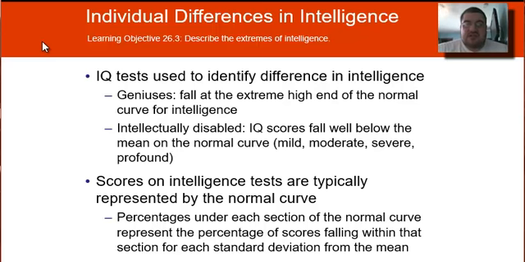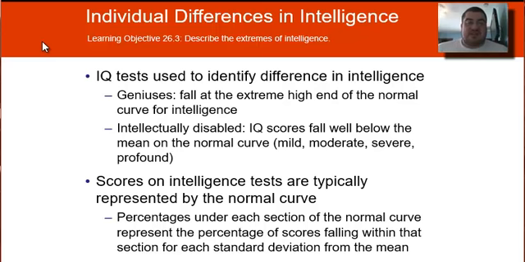How do we measure differences in intelligence? Well, we measure intelligence by IQ tests, and those have their advantages and disadvantages, but geniuses are the people who fall at the extreme high end of the normal curve for intelligence. We may call them gifted. And then people who fall at the other end, we call intellectually disabled. And those are IQ scores that fall well below the mean on a normal curve. And they're divided into mild, moderate, severe, and profound categories.